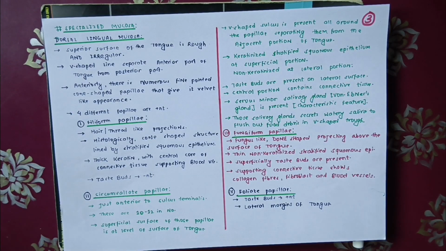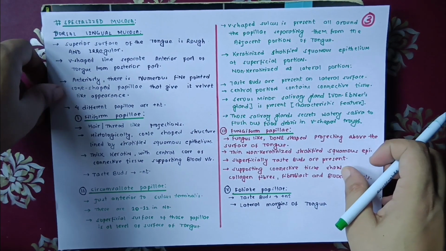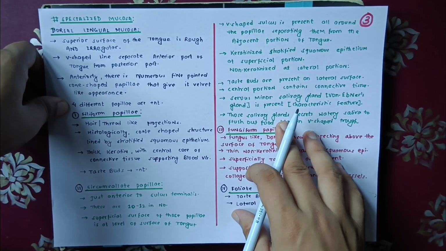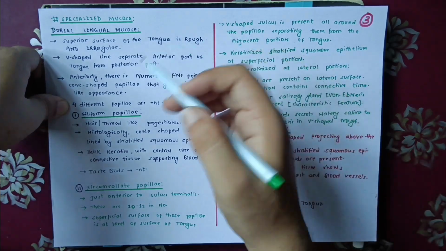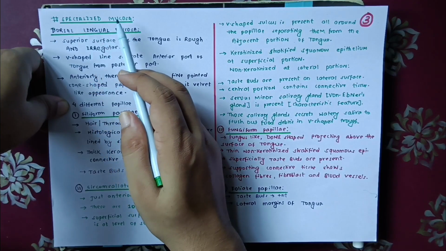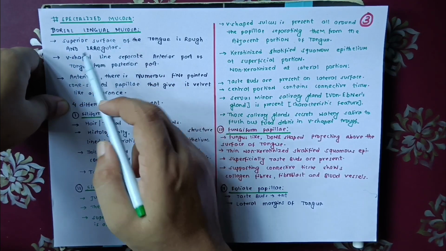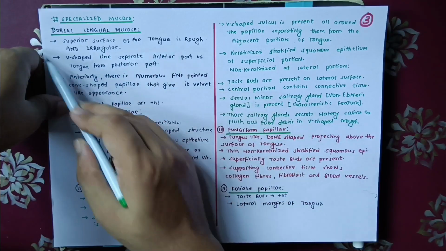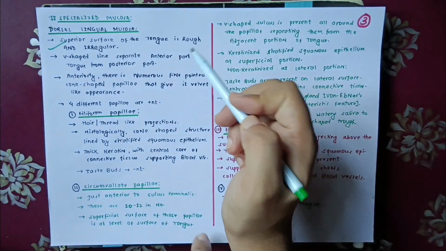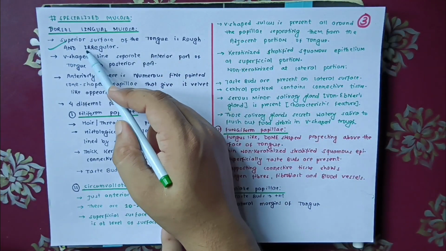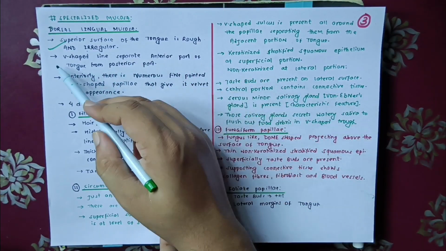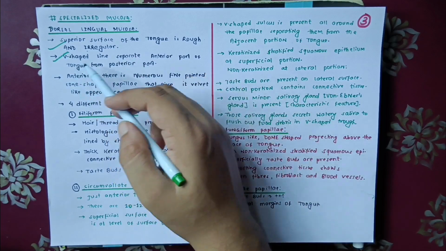After that, now about this specialized mucosa, and this can be asked in your theory exams. So write about the specialized mucosa, we should study this properly. The specialized mucosa is the dorsal lingual mucosa. The superior surface of the tongue is rough and irregular. A V-shaped line separates the anterior part of the tongue from the posterior part. I think you have studied about this.